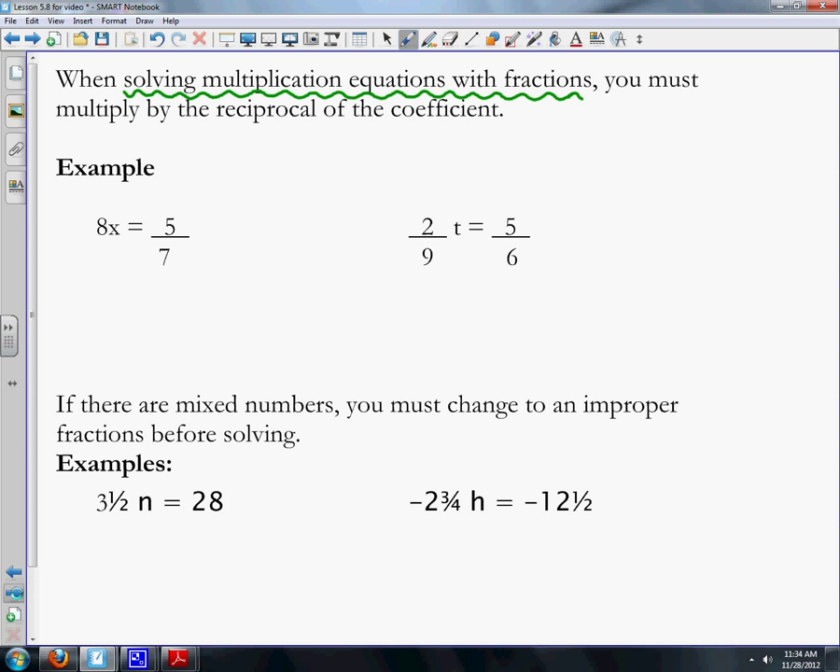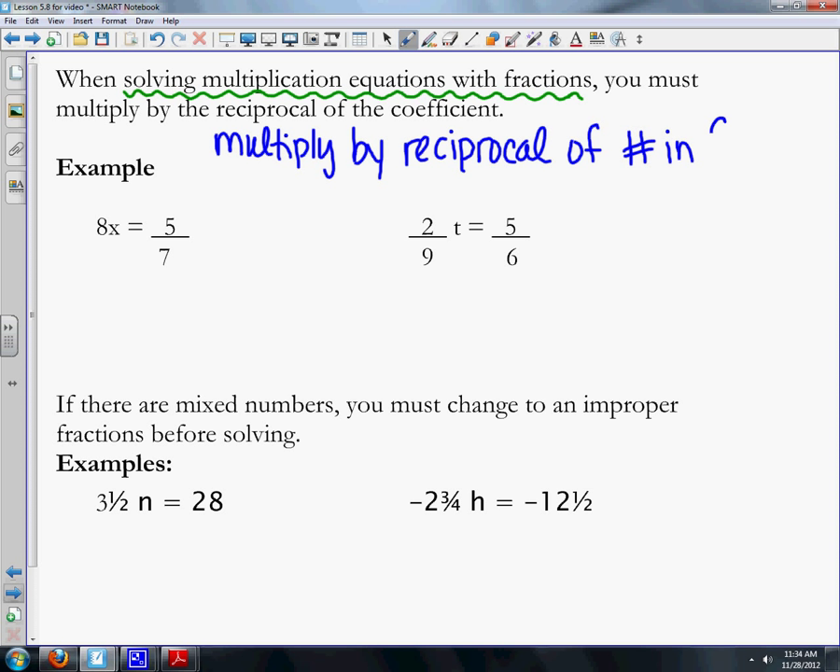And what you have to do is you must multiply by the reciprocal of the coefficient. So if you remember that, you're going to multiply by the reciprocal, which I'm pretty sure all of you know how to do. It's the flipped fraction. Now, coefficient you might not remember. Coefficient is the number in front of the variable. So multiply by the reciprocal of the number in front of the variable. That's what the coefficient is.